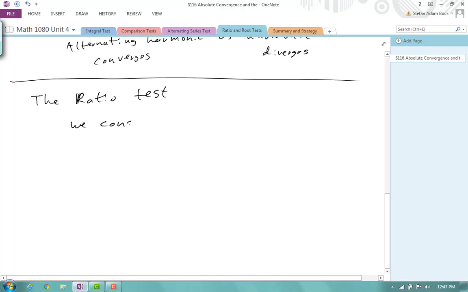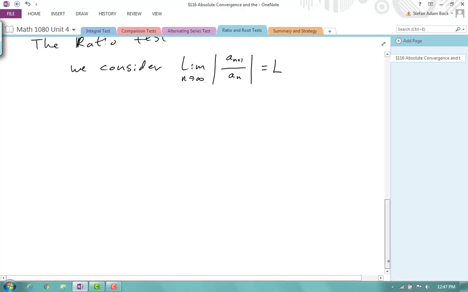We consider the limit as n goes to infinity of the ratio of the terms of the sequence. So I do the next one divided by the previous one inside of an absolute value. And this absolute value right here is actually where we get the absolute convergence from. So I'm going to say this is equal to L. This is my limit L.